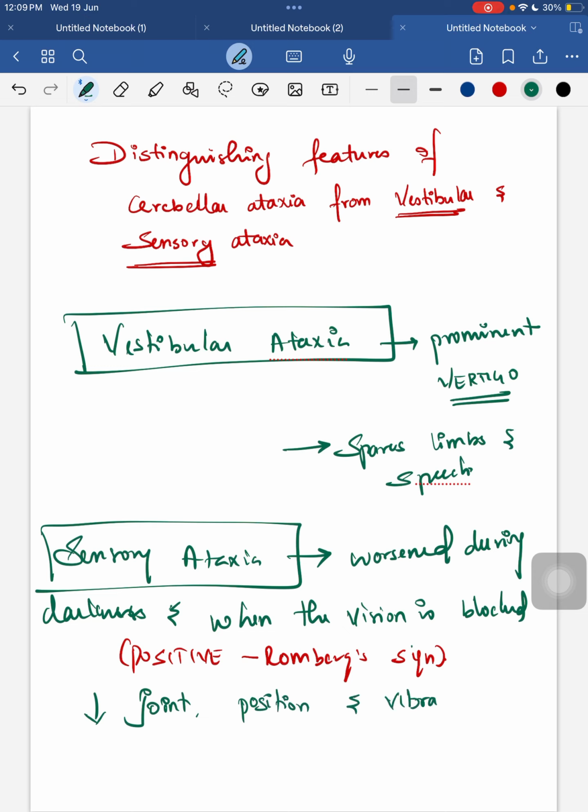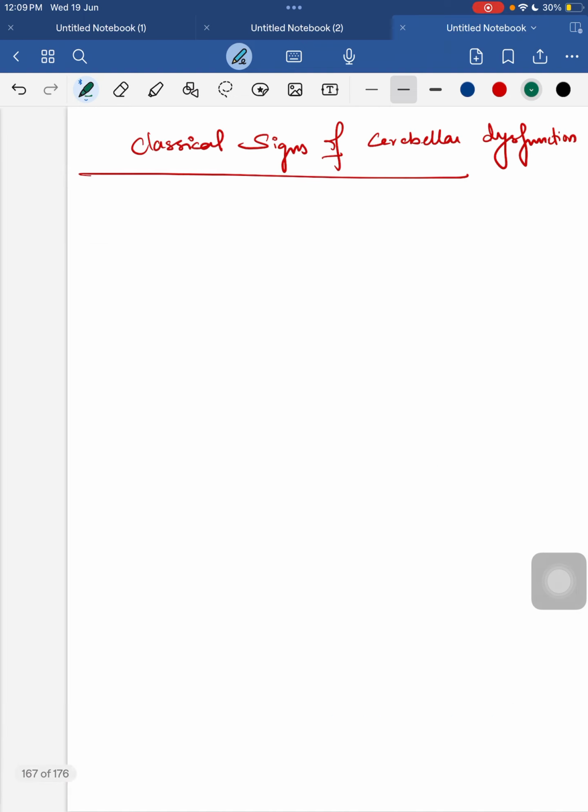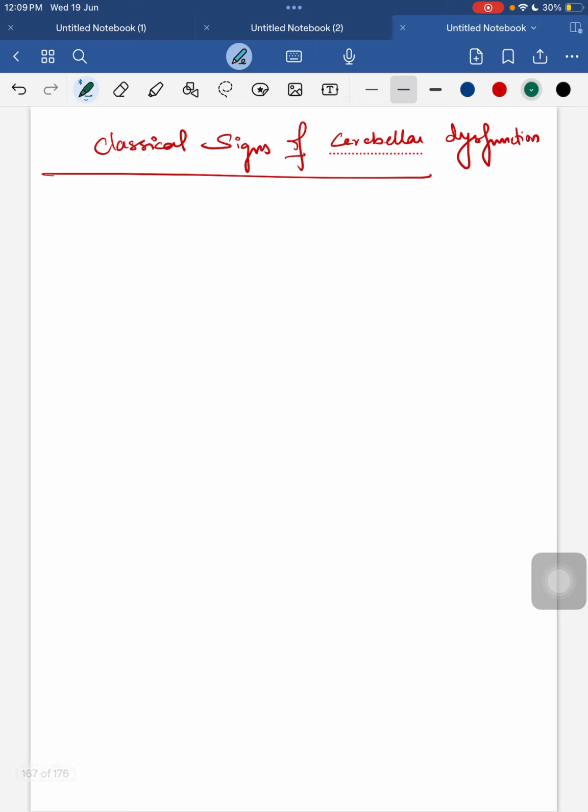In cerebellar ataxia, what are the classical signs of cerebellar dysfunction? The first one is titubation. Titubation is nothing but bobbing or swaying of the head and trunk in the sitting position. In sitting position, the child will be nodding or swaying the head, that is called titubation. Next is nystagmus in the eyes. It can be a horizontal nystagmus or a gaze-evoked nystagmus.